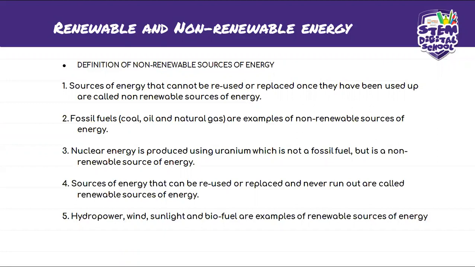Okay, sources of energy that can be reused or replaced and never run out are called what? Renewable sources of energy. For example, the sun. The energy we get from the sun is renewable. It's always there, and especially these days it's even increasing because of the activities of humans that impact on the planet Earth.